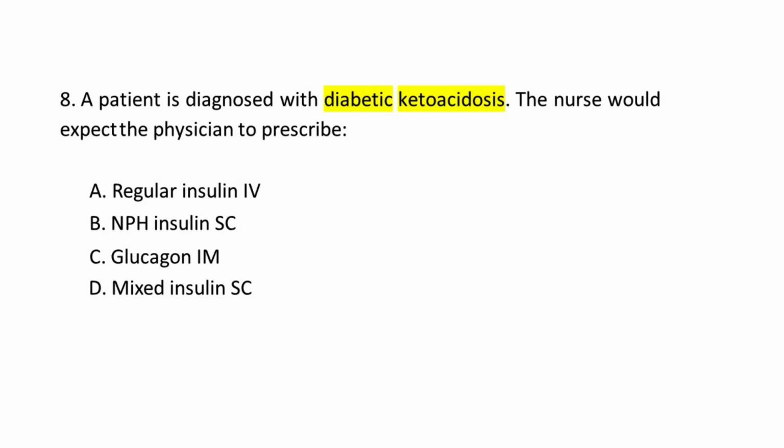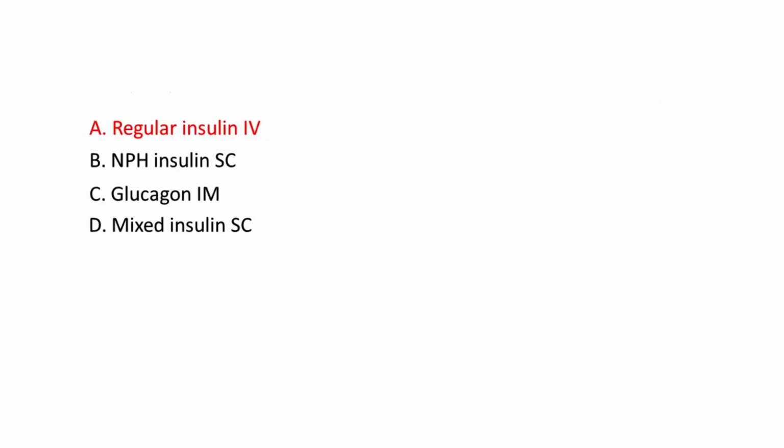8. A patient is diagnosed with diabetic ketoacidosis. The nurse would expect the physician to prescribe: A. Regular insulin IV. B. NPH insulin SC. C. Glucagon IM. D. Mixed insulin SC. The answer is A. Regular insulin IV.